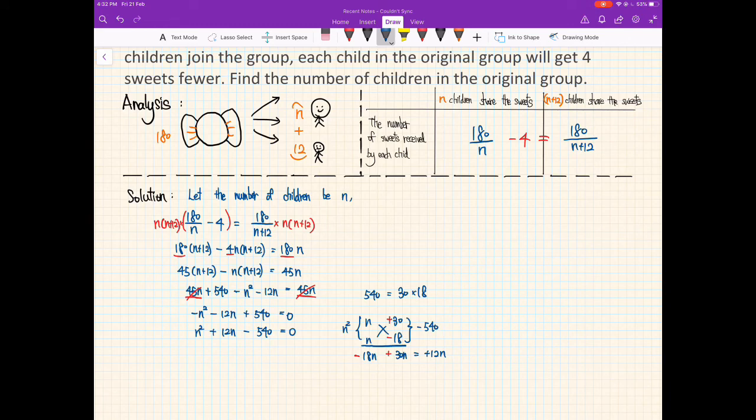So we can write the equation as n plus 30 times n minus 18 equals 0. That means n is equal to negative 30 or n is equal to 18. Since the number of children cannot be negative, we reject n equals negative 30. Therefore, the number of children is 18.